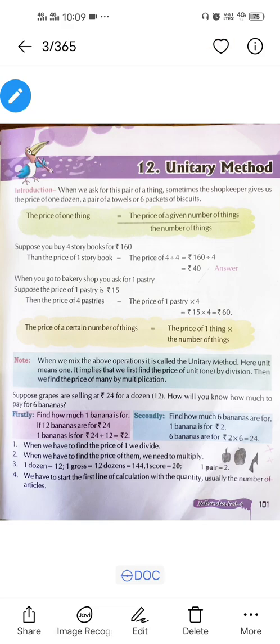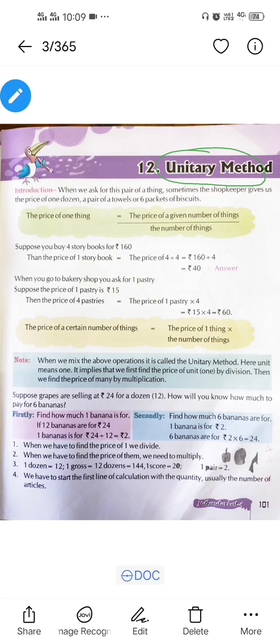When we talk about unitary method, you should understand that we are always trying to find out the price of one thing, or the cost of one thing, or the weight of one thing. The questions may be different, like find the cost of or find the weight of, but we are always finding for one. Unitary means one single unit.